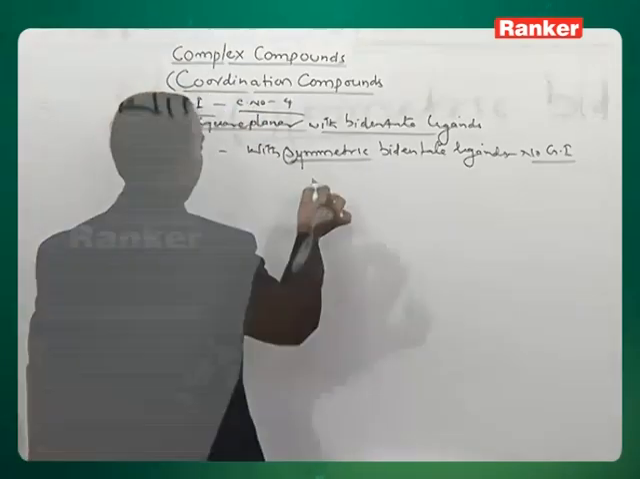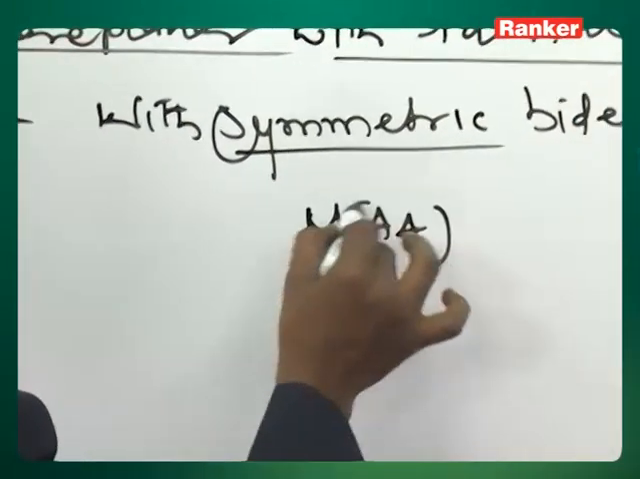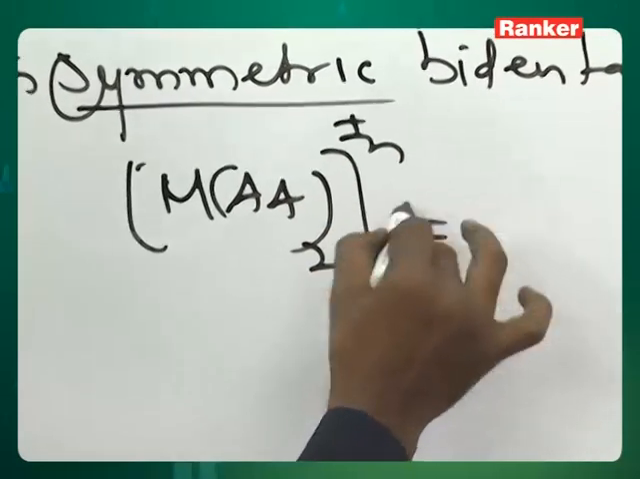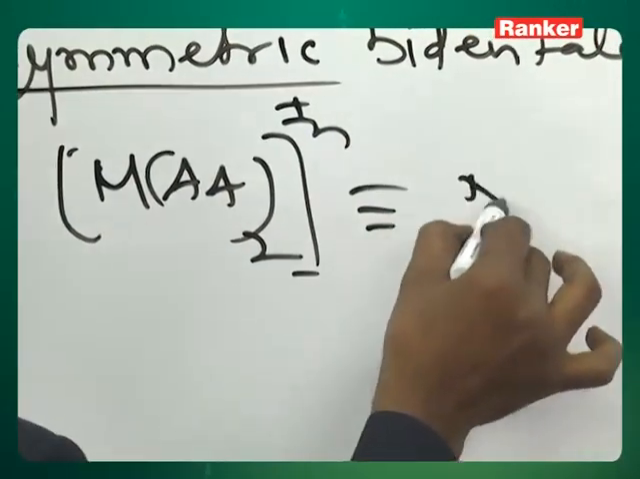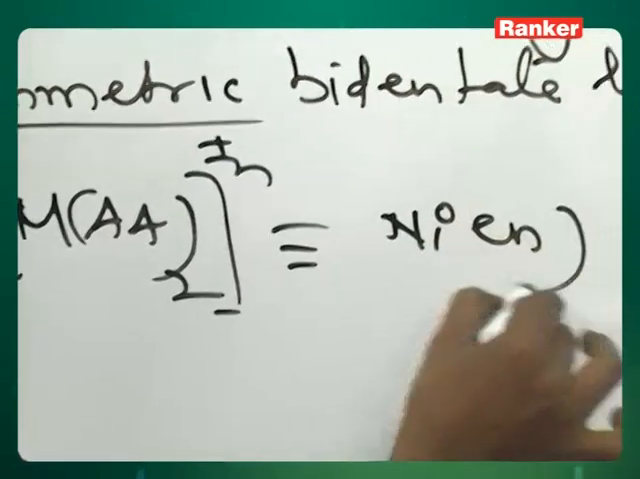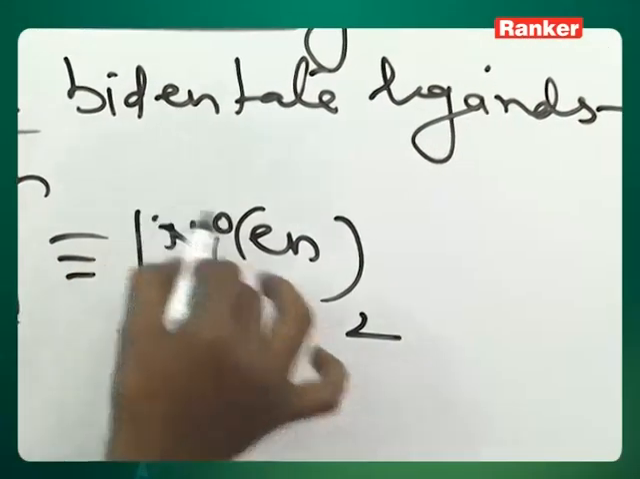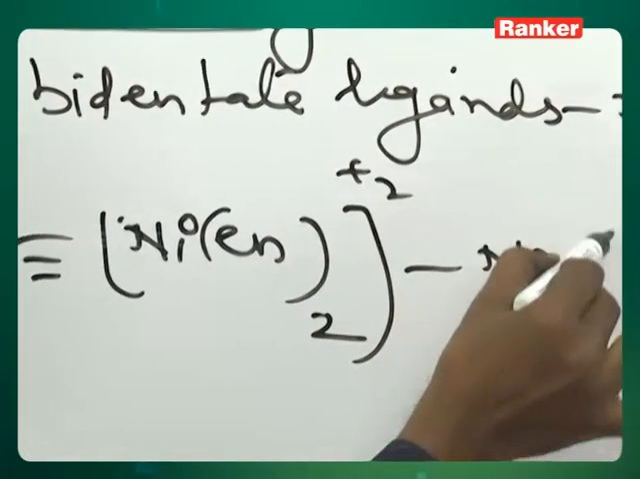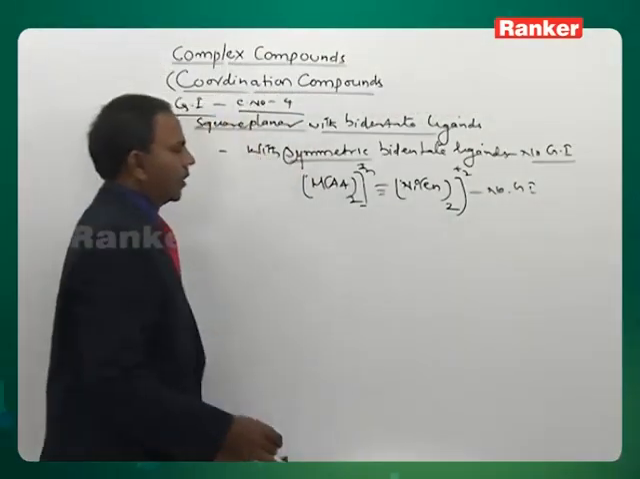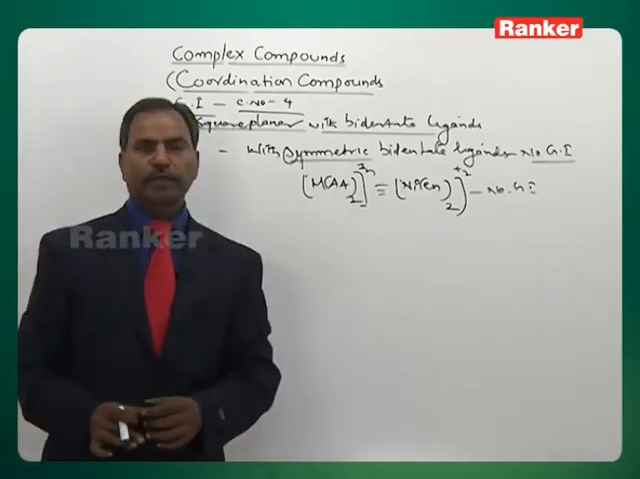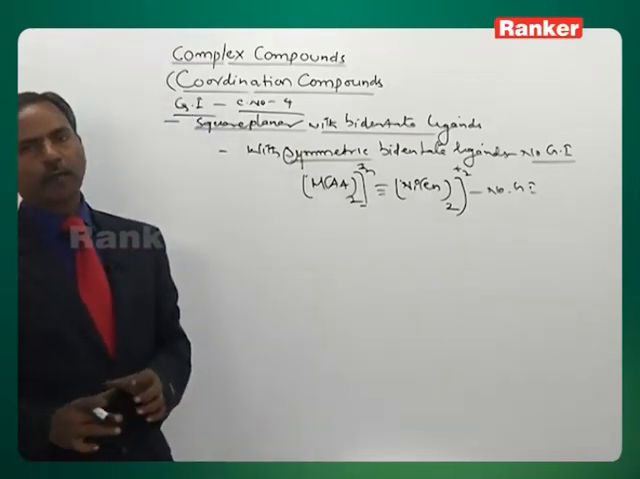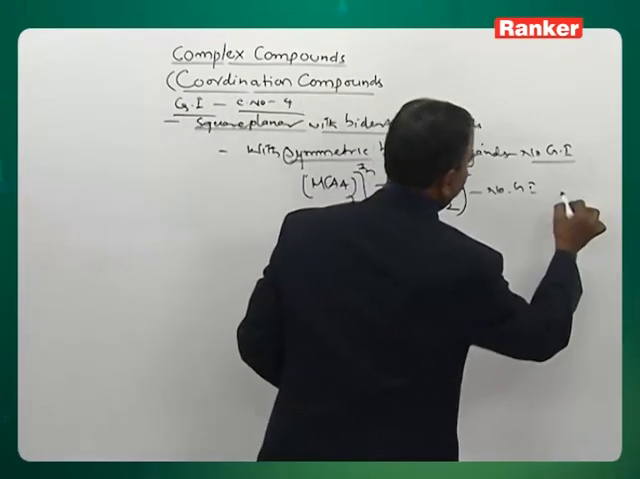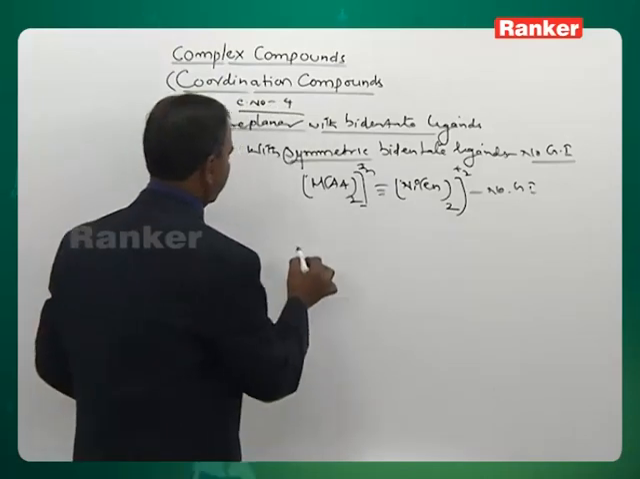Look here, M(AA) taken twice, plus or minus n. A real example: nickel with ethylenediamine (en) taken twice, plus 2. No geometrical isomerism. Why can it not exhibit isomerism? All four corners are occupied by nitrogen donors. I'll write the structure and see.